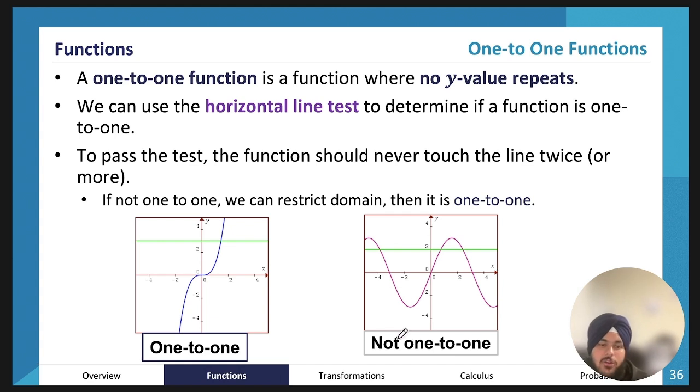Alternatively, we can have a graph that is not one-to-one, where the horizontal line test does not give us a single intersection. There are going to be multiple intersections. Does that make sense? I hope it does. Otherwise, please pop it into the Q&A.